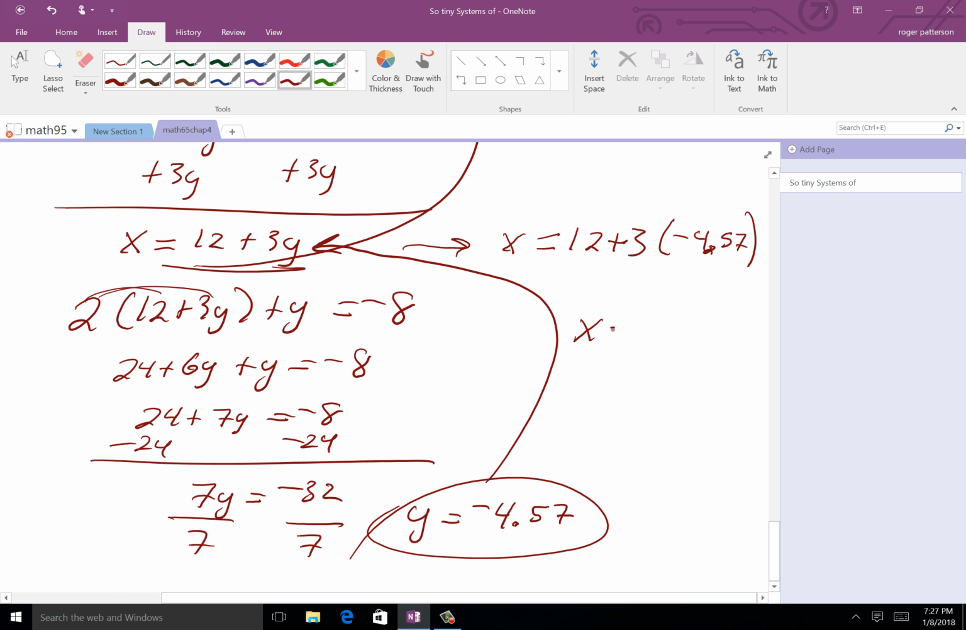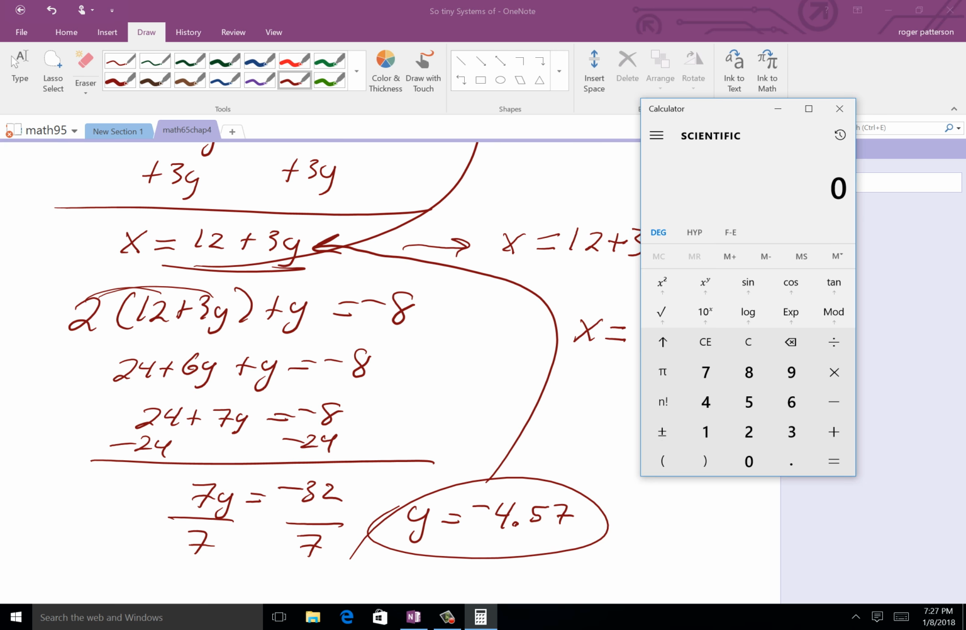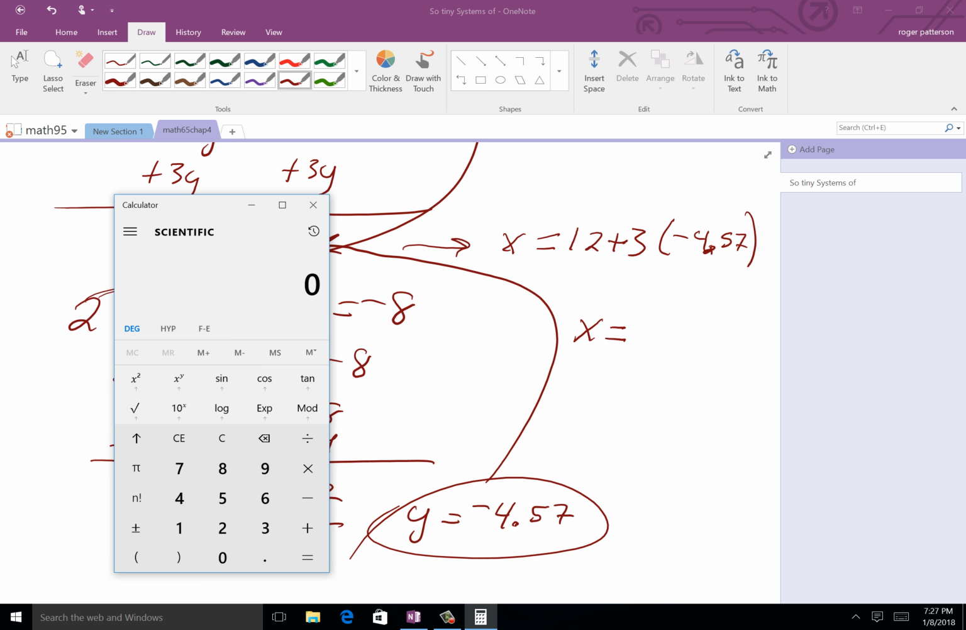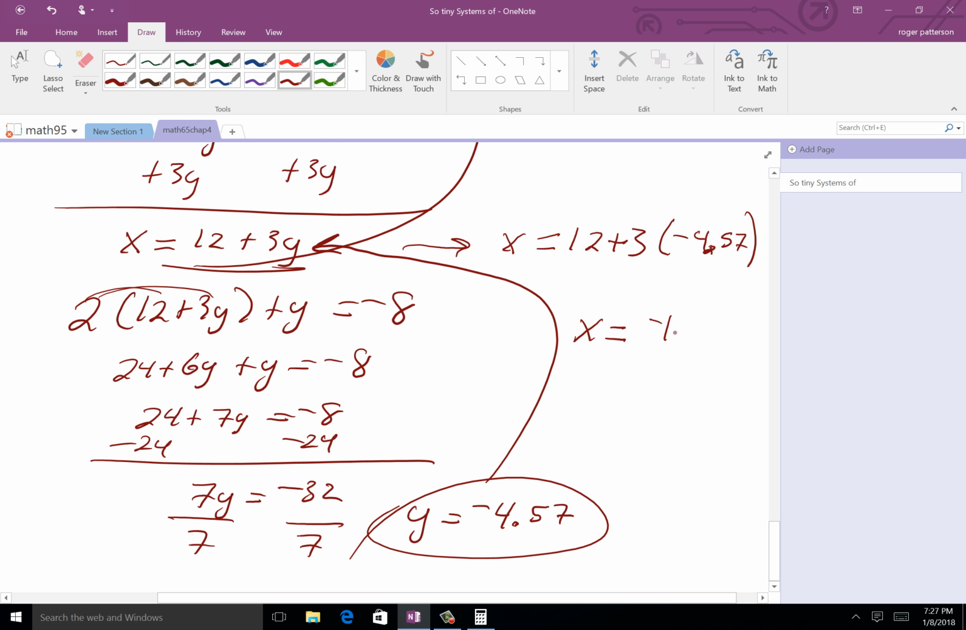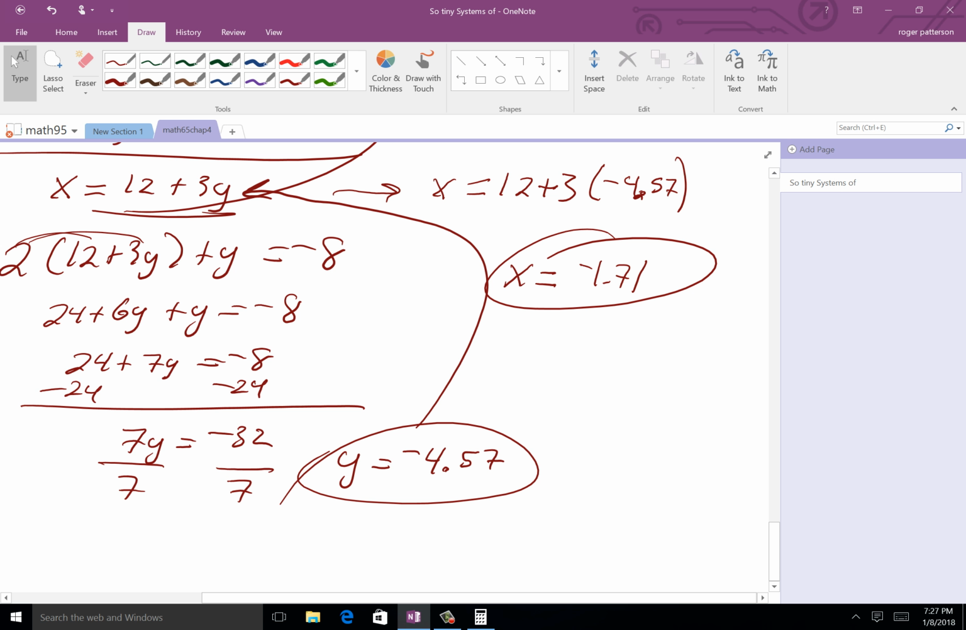X equals, so what do we get? Anybody got it? I have a calculator on here. It's not very good. It can give me 1.71 for the answer. Yeah? Well, we'll try it out here. 12 plus 3 times negative 4.57. Let's see what it does. Did you get 1.71? Is that what you said? Sweet. Okay. All right. So there's my x and there's my y.